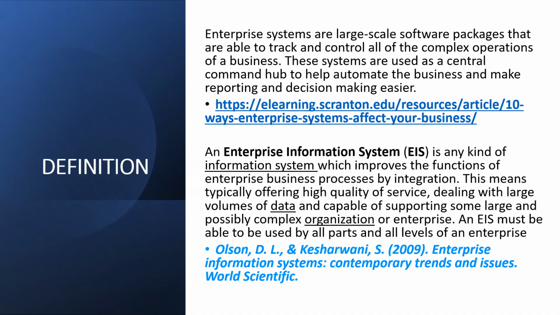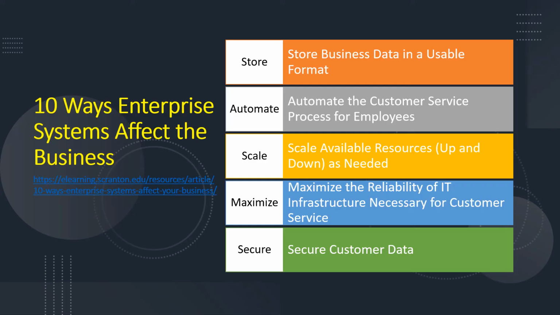Jadi, this is the 10 ways enterprise systems affect the business. Okay, maknanya dia membantulah macam yang kita kata tadi, related to the storage, berkenaan dengan automating the customer service process for the employee, scaling up and down as needed, to maximize the reliability of IT infrastructures, secure the customers' data dan sebagainya.